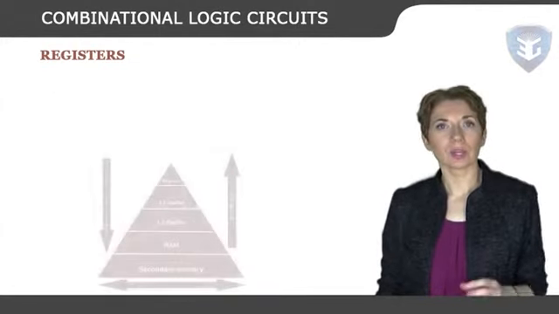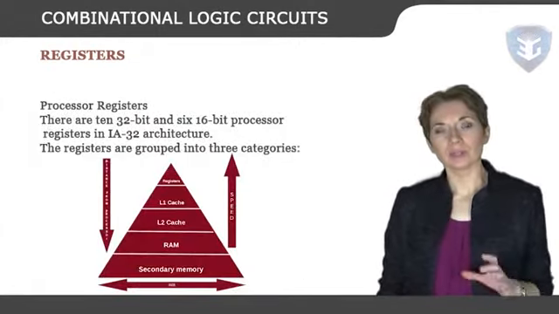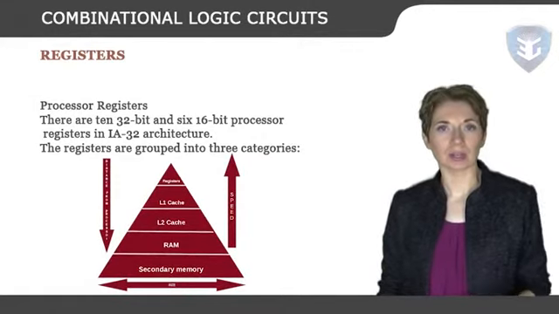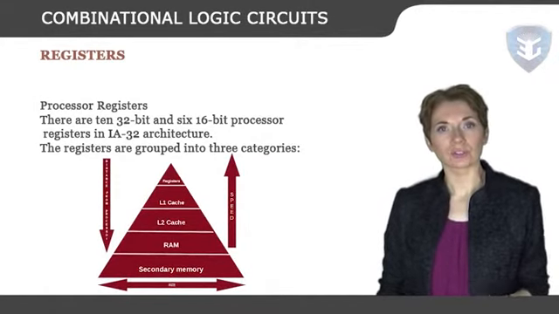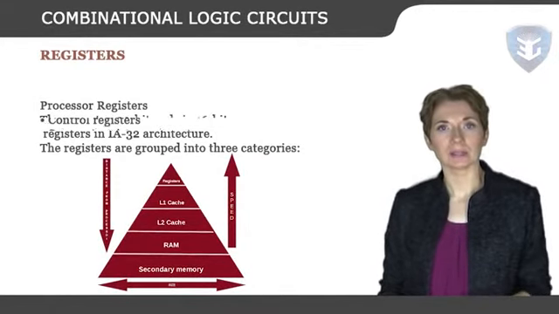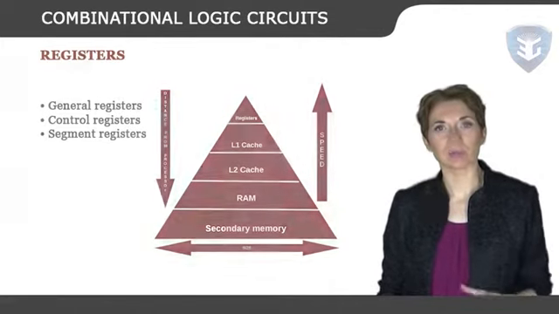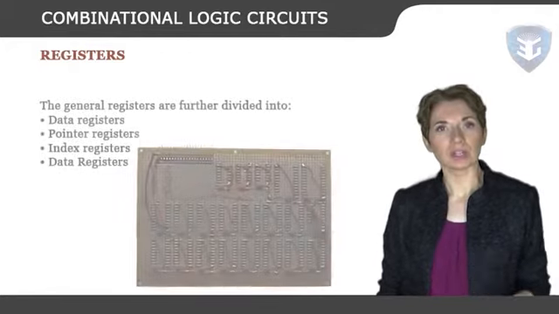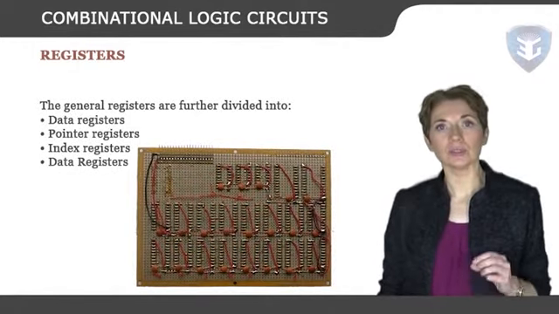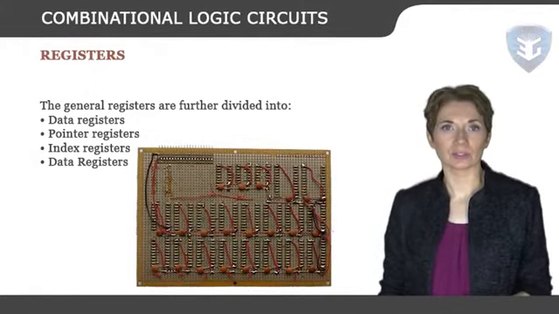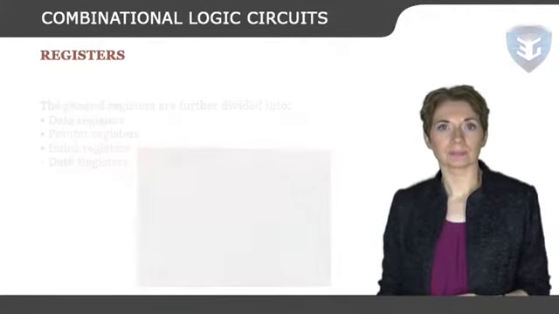Processor registers. There are 10 32-bit and 6 16-bit processor registers in IA32 architecture. The registers are grouped into 3 categories: general registers, control registers, and segment registers. The general registers are further divided into data registers, pointer registers, and index registers.